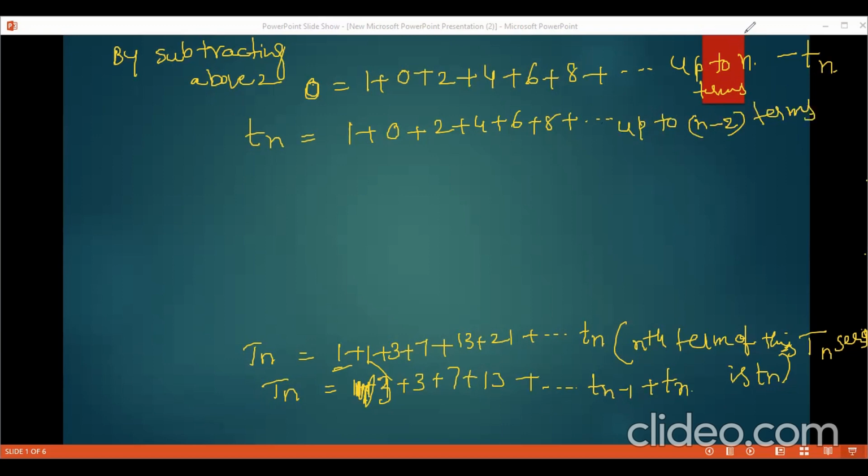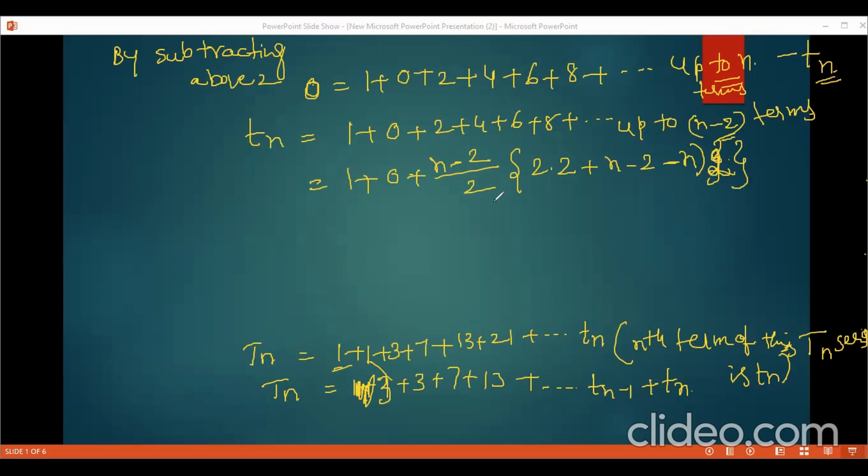Okay, up to n minus 2 terms. Because up to n terms, we are subtracting tn, so up to n minus 2 terms we will get. Now 1 plus 0 plus (n minus 2) by 2 into [2 into 2 plus (n minus 2 minus n)] into 2. You keep 2, after that you keep the bracket, okay, understood?